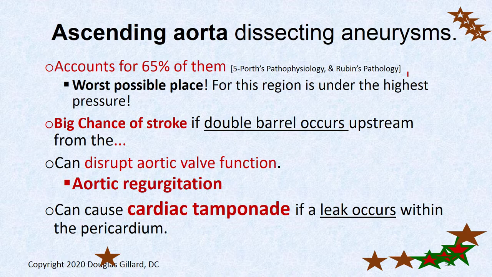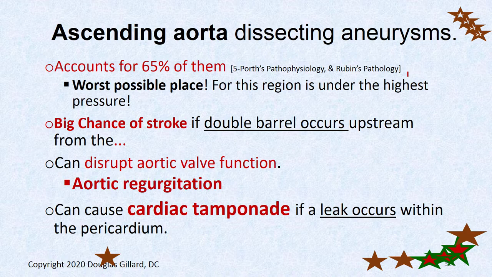It can also go retrograde in this area and wreck the aortic valve and cause it not to be able to seal very well. We've talked about that, I think, that's called aortic regurgitation. It's probably the best word for it, but aortic insufficiency, aortic valve insufficiency are other AKAs.